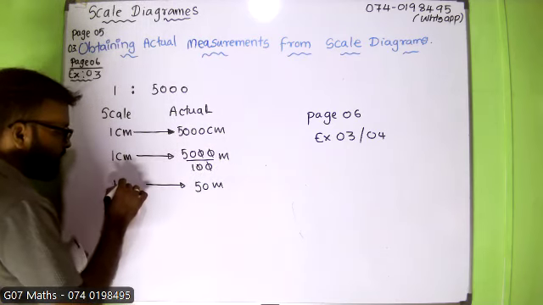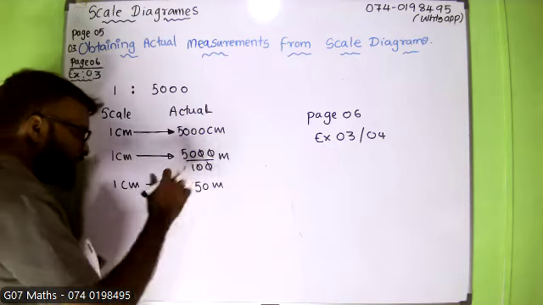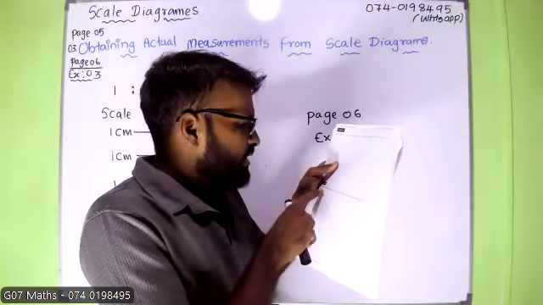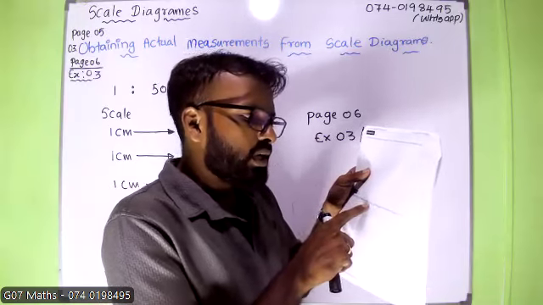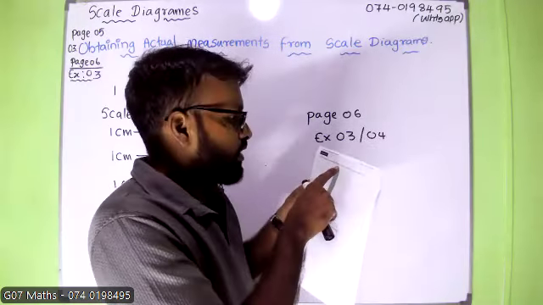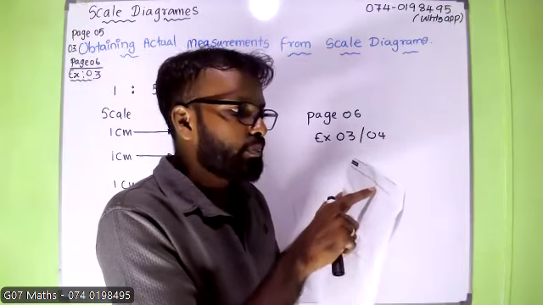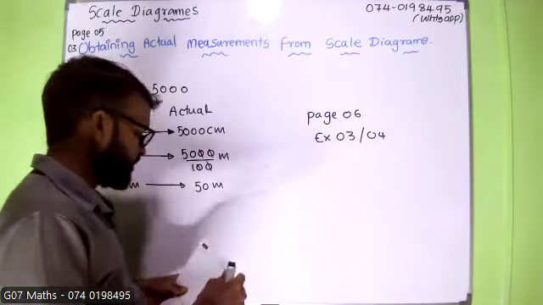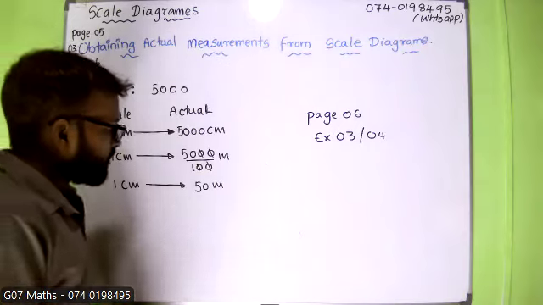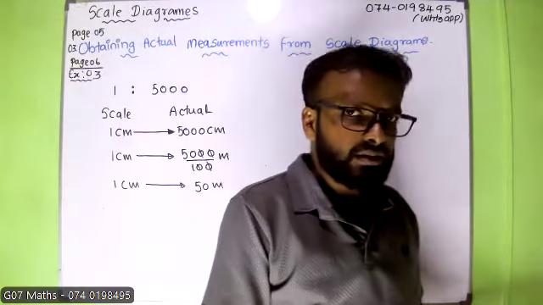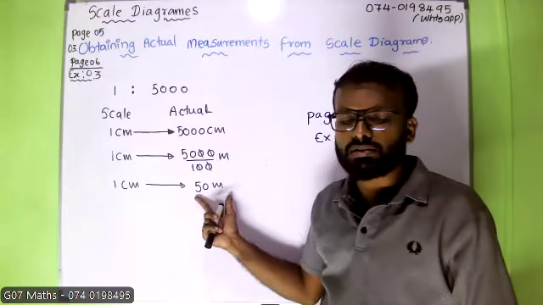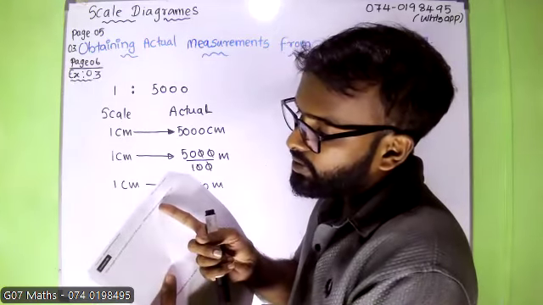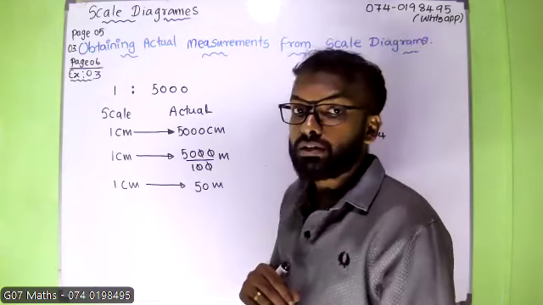So 1 centimeter represents 50 meters. But when you are reading, what length in the scale diagram drawn to the scale 1 to 5,000 represents an actual length of 1 kilometer? So this is in meters now, and they are asking about an actual length of 1 kilometer.